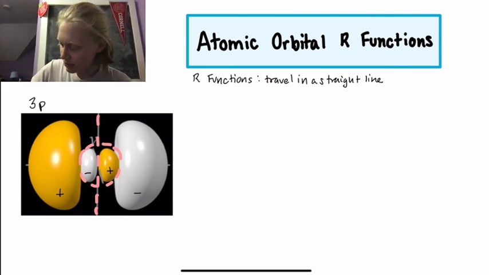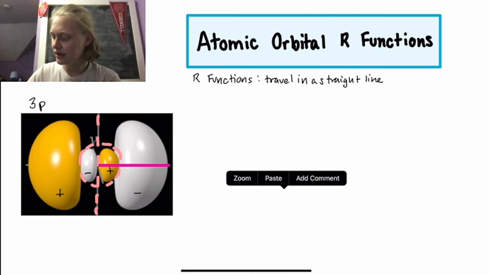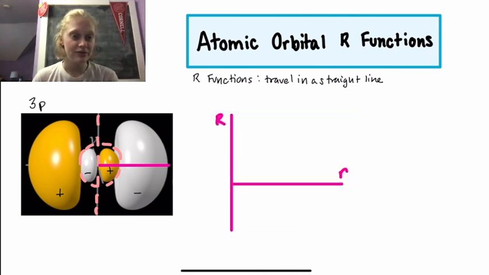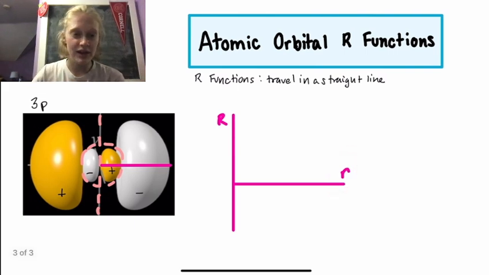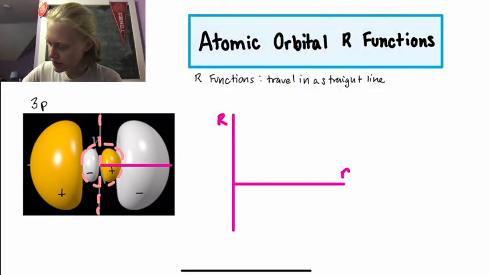So like I said before, we're going to travel in a straight line away from the nucleus along this line. And you'll see that it will correspond nicely to our R graph. On the horizontal axis, we have little r, which is the radius, or the distance away from the nucleus. And on the vertical axis, we have capital R, which is the value of the R function. Okay, so let's look at a couple points.